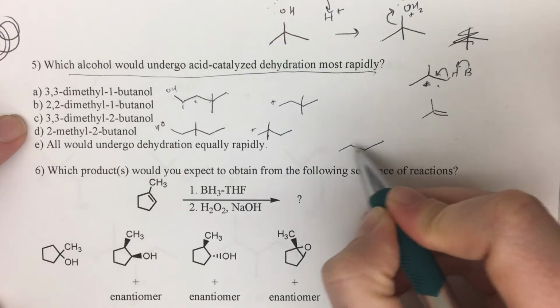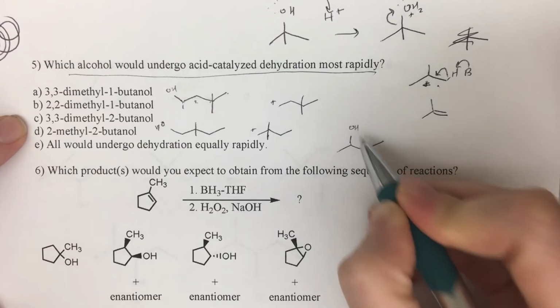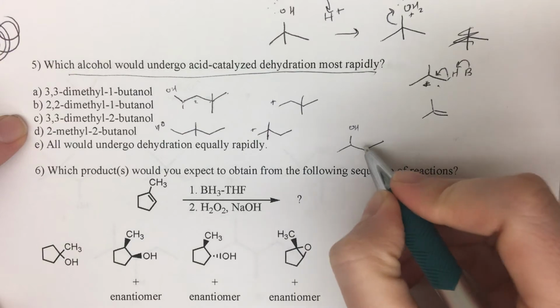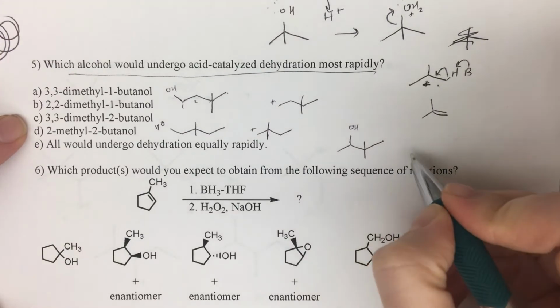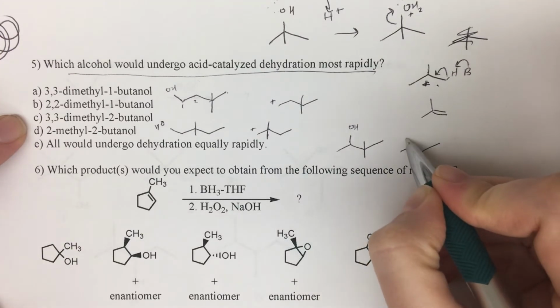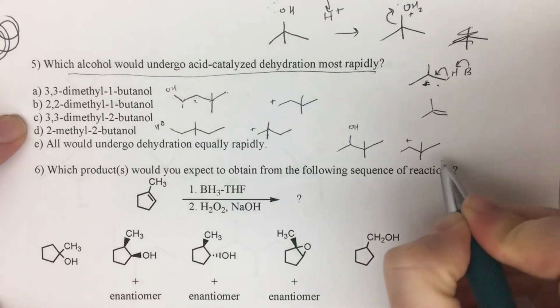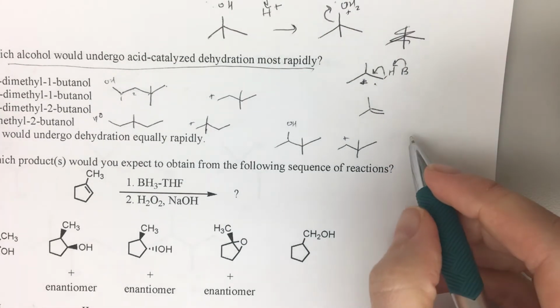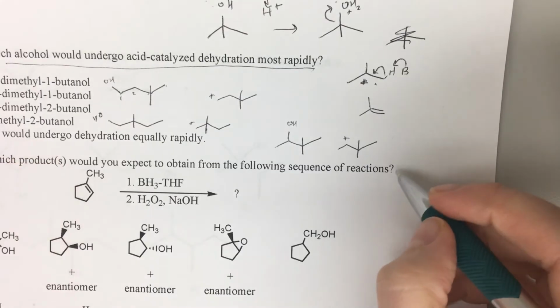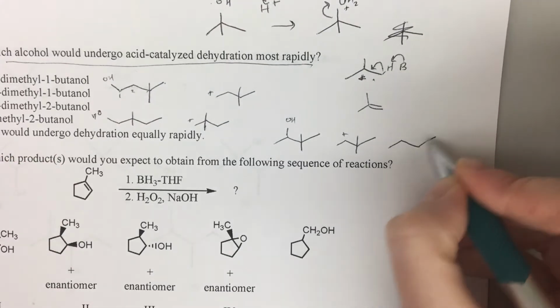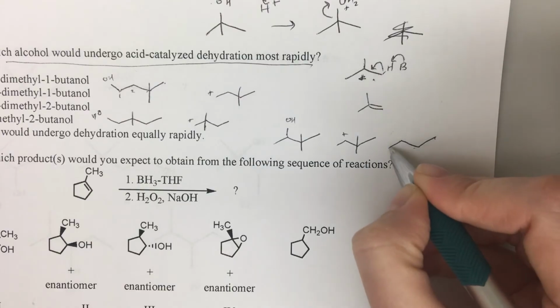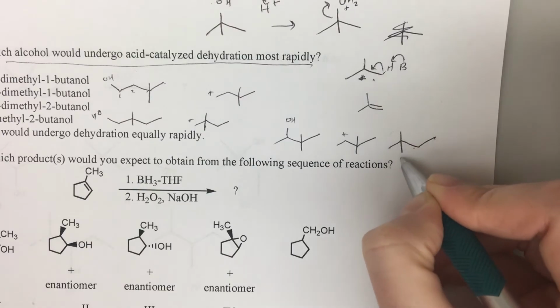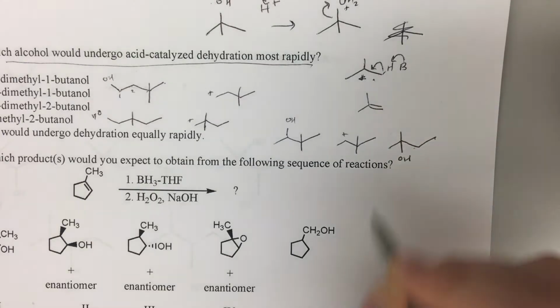3,3-dimethyl-2-butanol, so 1, 2, 3, 4. Now our alcohol is secondary, so that's better, and then we have rearrangement as well. So this would probably undergo dehydration, especially with the rearrangement, but the very, very best one is going to be this 2-methyl-2-butanol over here, because that is going to be 1, 2, 3, 4, with a 2-methyl, 2 alcohol.